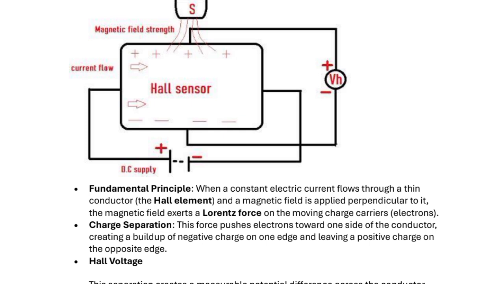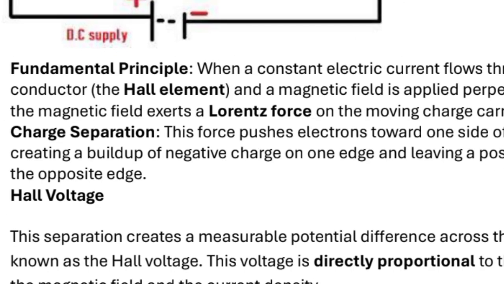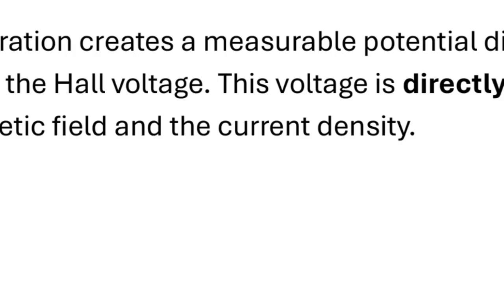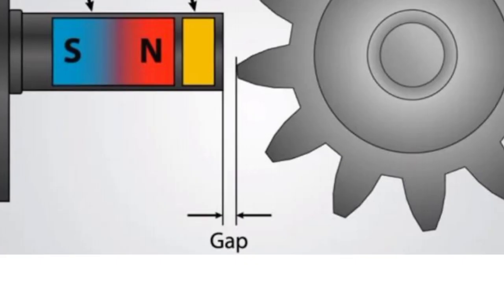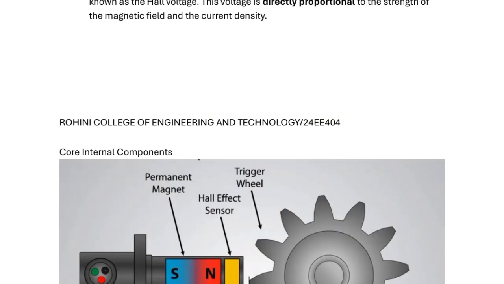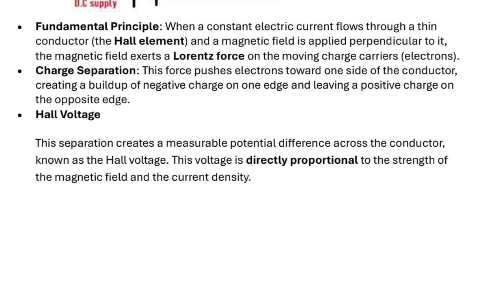The force pushes electrons towards one side of the conductor, creating a buildup of negative charge on that edge and leaving a positive charge on the opposite edge. Like that, the charge separation happens. Now the very important part is the Hall voltage.